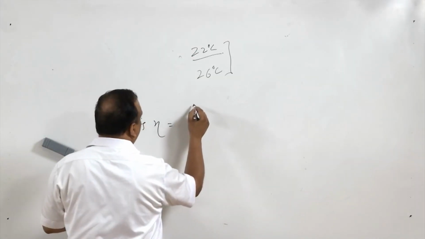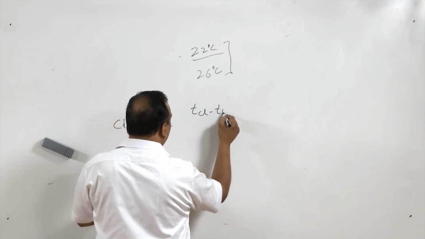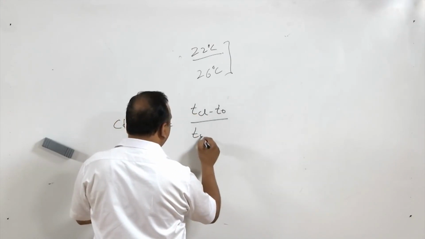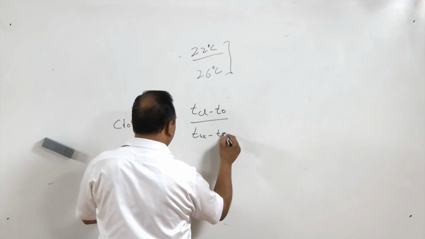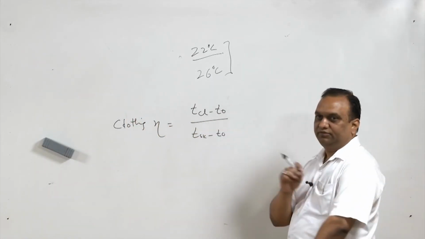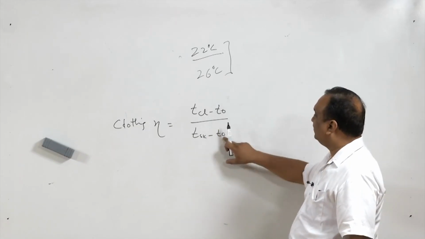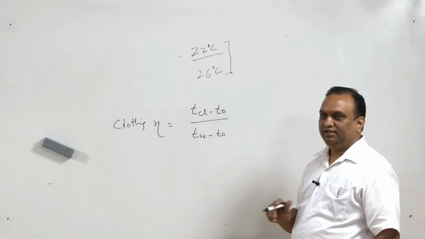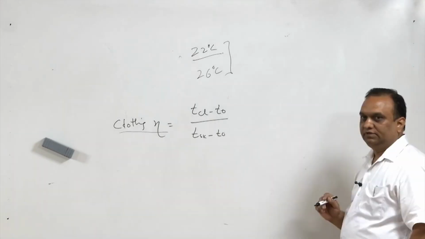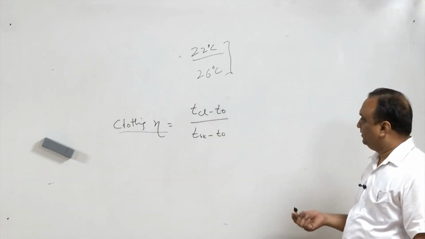and clothing thermal efficiency is (TCL minus TO) divided by (TSK minus TO). It means temperature of cloth, outside temperature, divided by skin temperature minus outside temperature. That is clothing efficiency, right? If the cloth temperature is the outside temperature, then efficiency is 0.